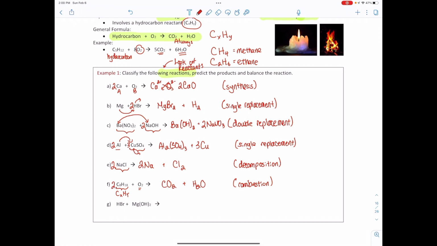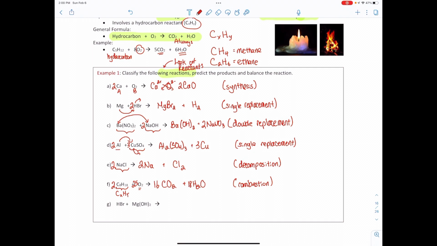So this is going to be 2. So I have 16. That means I have 18 times 2, 36. And this is going to be 25.